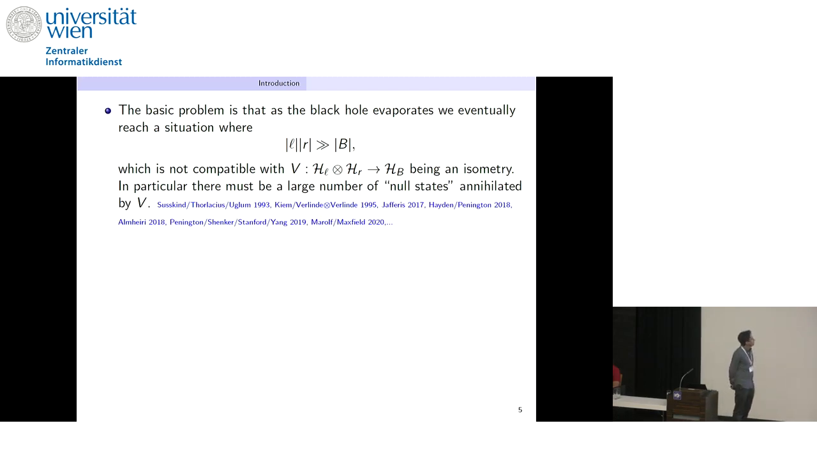So in particular, if we want to have a linear holographic map, as we will, then there's going to have to be a large number of what I will call null states, which are states that are annihilated by the holographic map V. And so the idea that there should be some large number of states in the effective description which are somehow invalid or annihilated by the map goes back a long way, and here are some of the references of people who have said this in various ways.